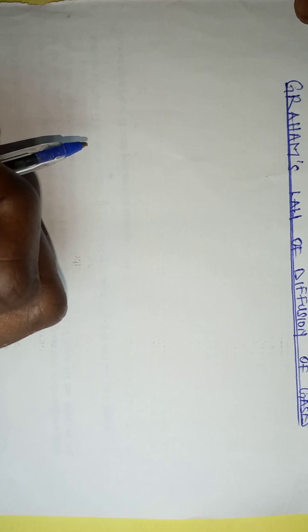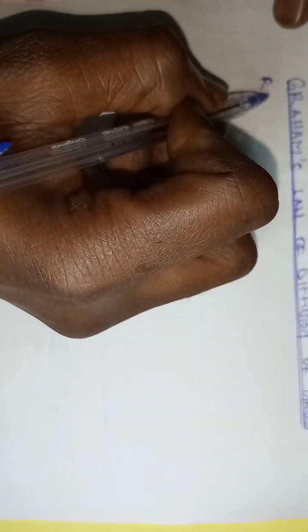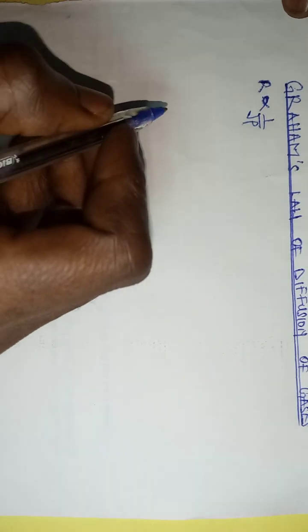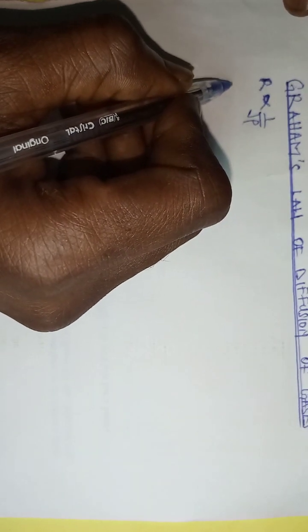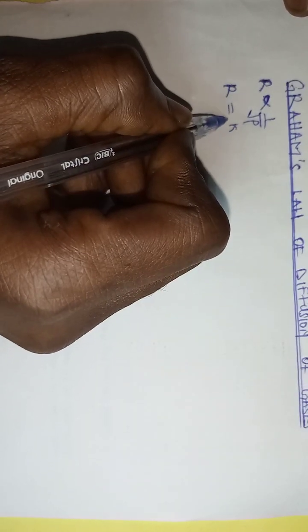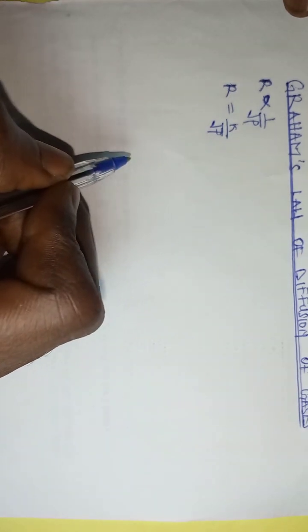In today's video, we are going to prove the formulas of Graham's law of diffusion. From the definition, Graham's law of diffusion states that the rate is inversely proportional to the square root of the vapor density, and let's introduce this constant. The constant will be equal to K upon the square root of the vapor density.